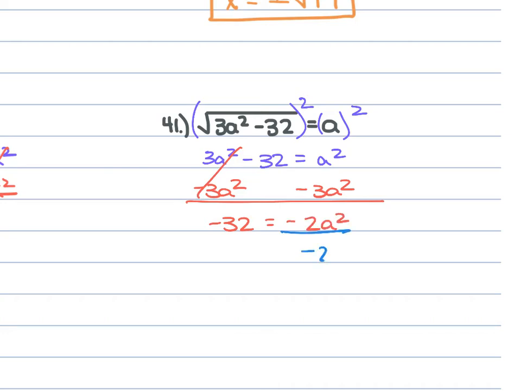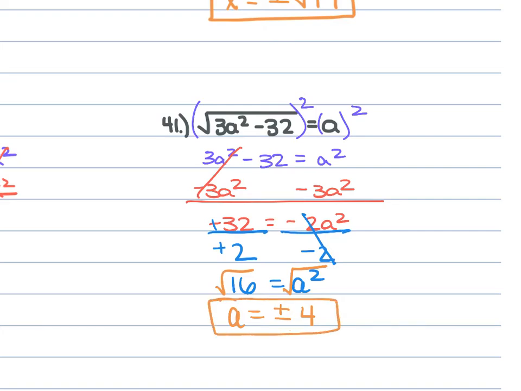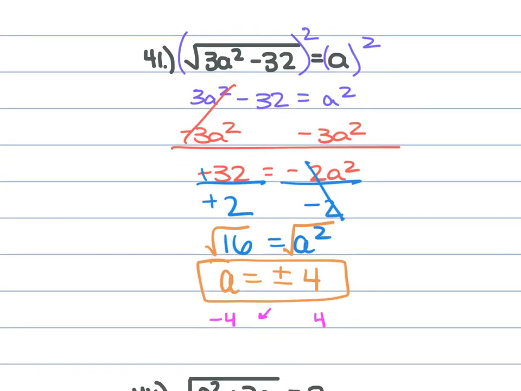I'm going to divide each side by negative 2 to get my a squared by itself. So these are going to turn into a positive, and we're going to get 16 is equal to a squared. I take the square root of both sides, and I have that a is equal to plus or minus 4. Now, if you look at this, this is telling us that we have a negative 4 as our answer and a positive 4 as our answer.